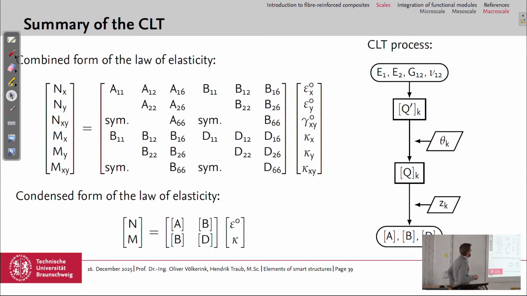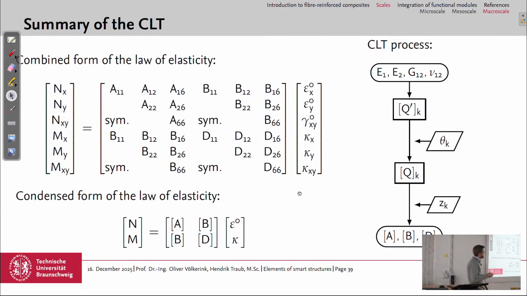And the result then of the classical lamination theory is this ABD matrix, where we put in the different strains, and we get these external loads: the normal loads, the bending moments, and the twisting or twist moments.